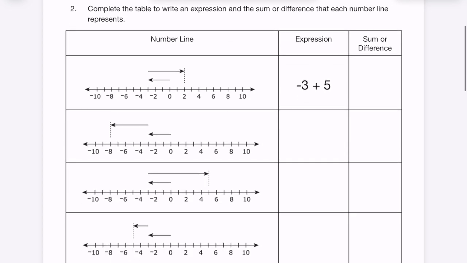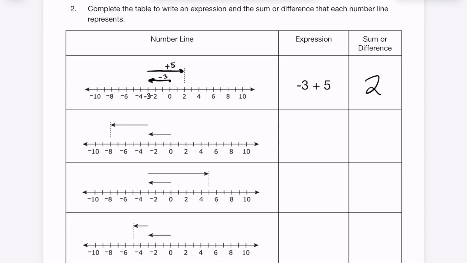Okay, cool. Question 2, complete the table to write an expression and the sum or difference that each number line represents. So the first one, the expression is given to you. We start at 0, and then we go left 3 to get to negative 3. So our starting position is negative 3. And then from there, we add 5, we move right 5. So this is a positive 5, and this is at a negative 3. So we have negative 3 plus 5, and we end up at 2. The sum is 2.